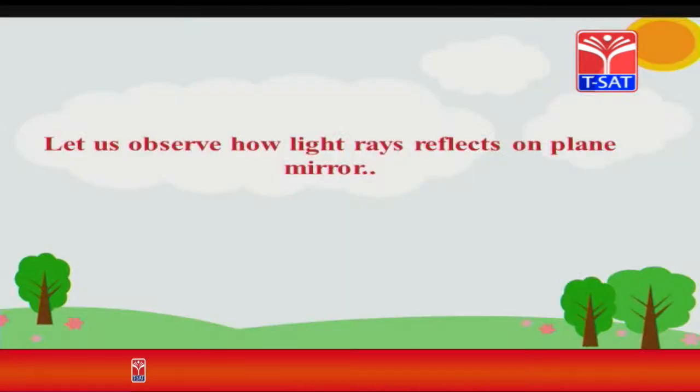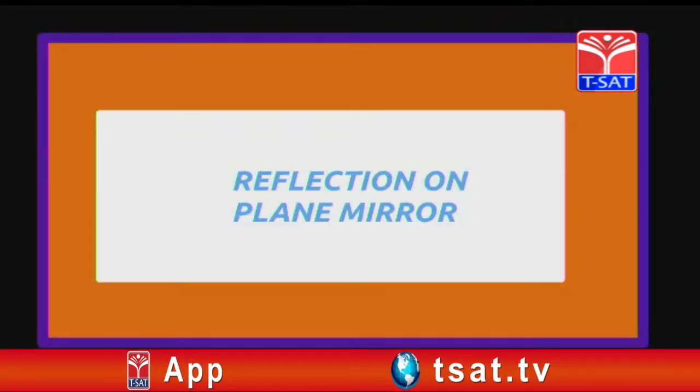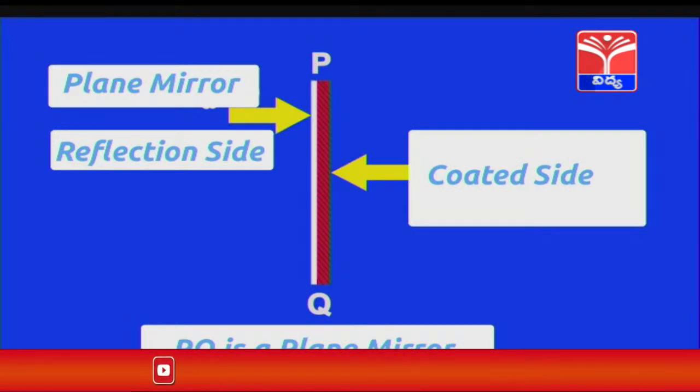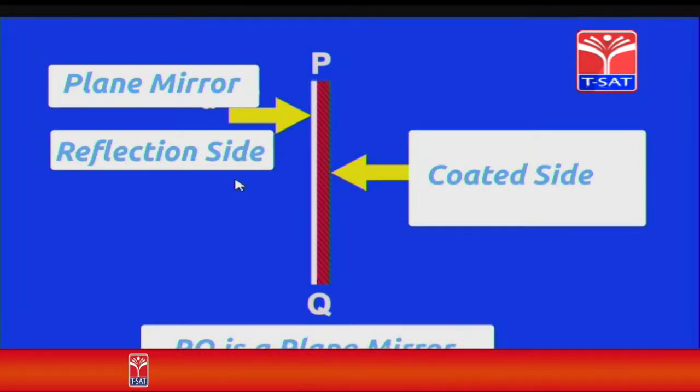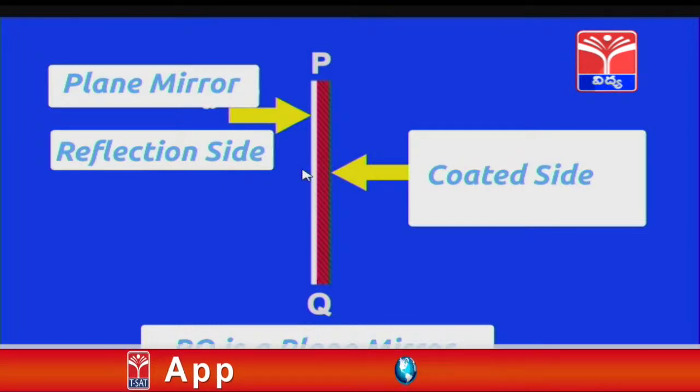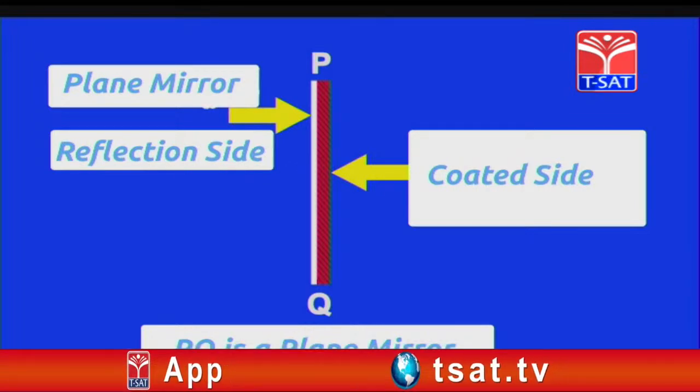Let us observe how light rays reflect on a plane mirror. Reflection on a plane mirror. Here, see, PQ is a plane mirror. This side is the reflection side and this side is the coated side. As you know, a mirror has two sides, and one side is coated with metal amalgam.